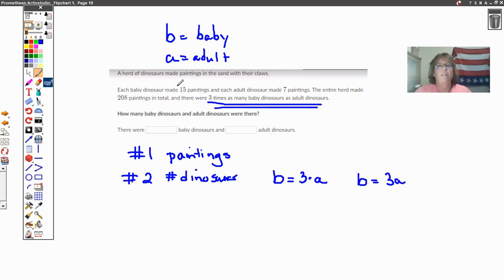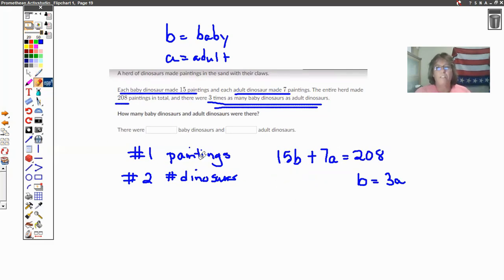Now our second equation is going to talk about how many paintings they made. We don't know how many dinosaurs there are, but each baby made 15 paintings and each adult made 7, and they made a total of 208. So 15 times B, 15 paintings for every baby, plus 7A, since each adult made 7 pictures, equals 208, the total number of pictures. Then I have my 2 equations, and I'm going to erase this one just to get it out of our way. But here are our 2 equations.